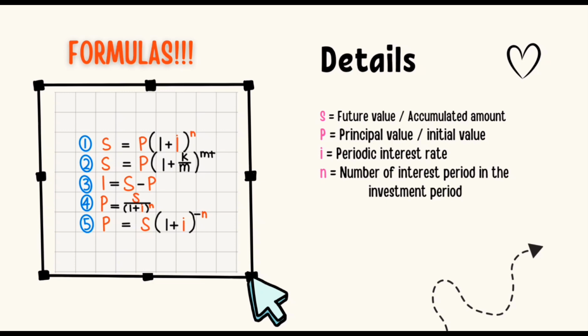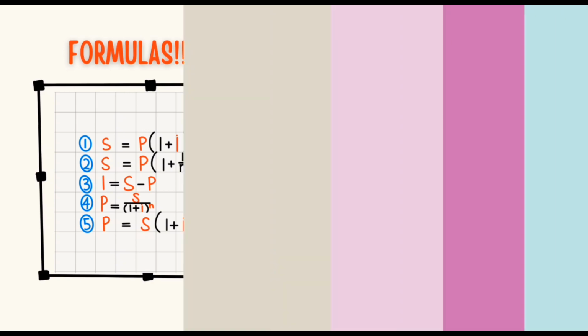And the last one is the details. S is the future value or accumulated amount. P is the principal value or initial value. I is the periodic interest rate. And n is the number of interest periods in the investment period.